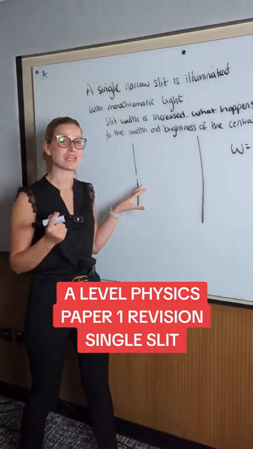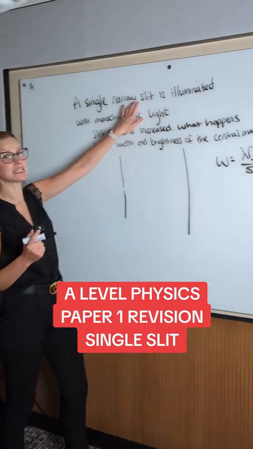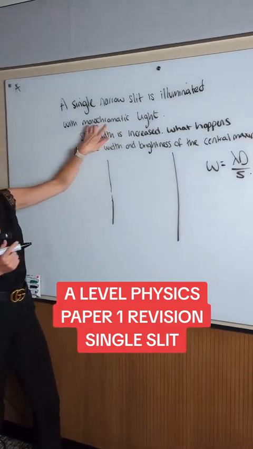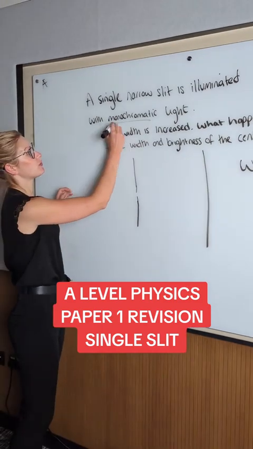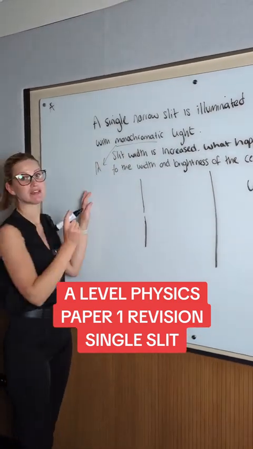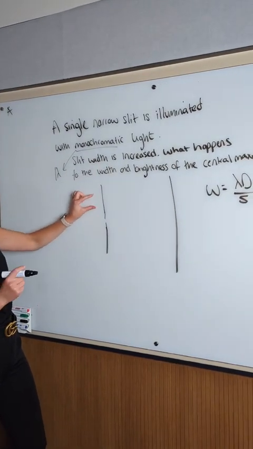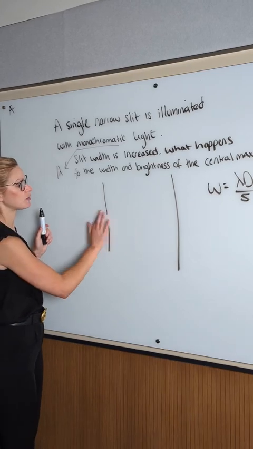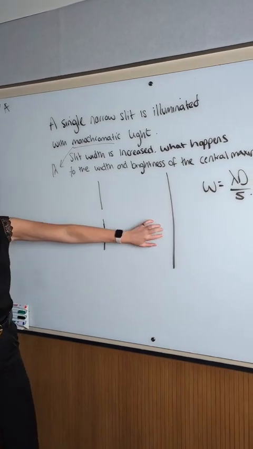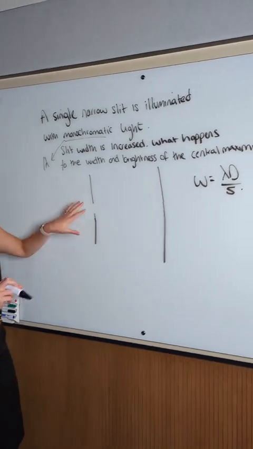So today we're going to do waves. We've got a single slit and we're illuminating it with monochromatic light. Just remember, monochromatic, mono means we're using a single wavelength. What we're going to do is increase the slit width, so we're going to make the slit width bigger and see what happens to the pattern on the screen. Just a bit of revision.